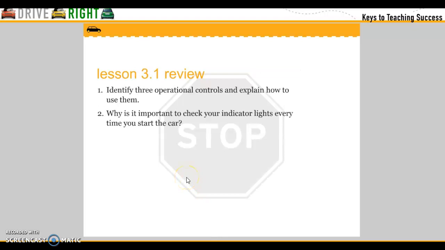Review. 1. Identify the three optional operating controls, and explain how they are used. 2. Why is it important to check your indicator lights every time you start the vehicle?